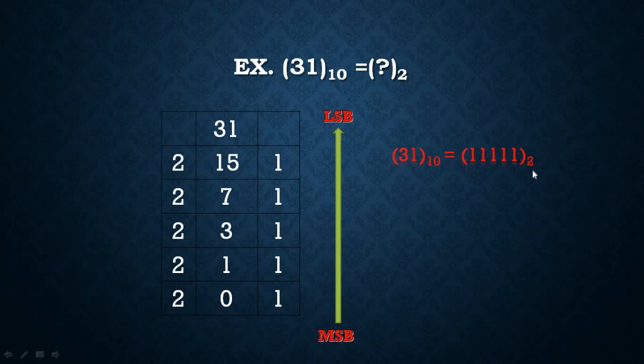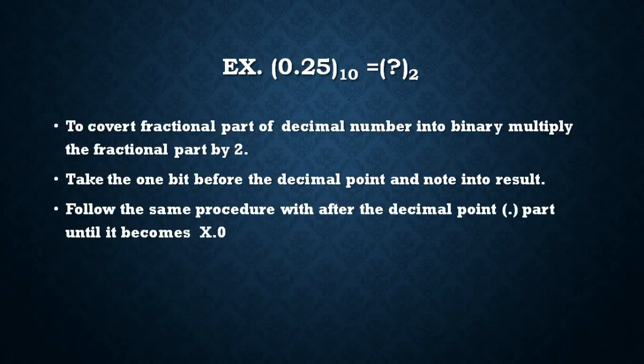Now we have to focus on fractional decimal numbers. Here we take one example. We take the fractional decimal number 0.25 to the base 10, and we have to convert this number into the binary number system.